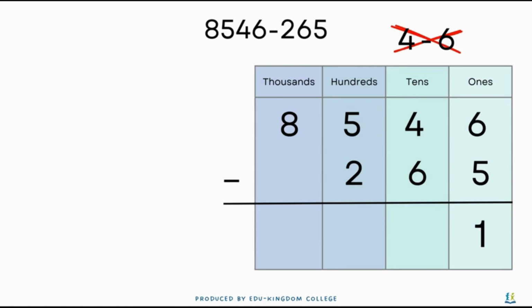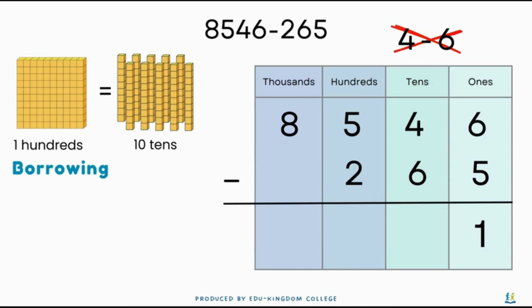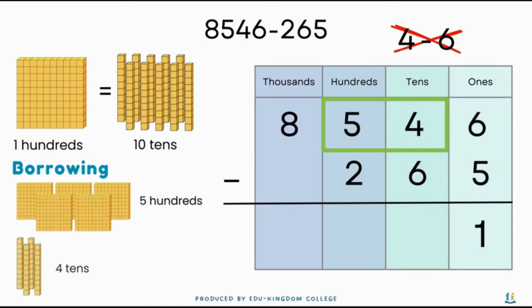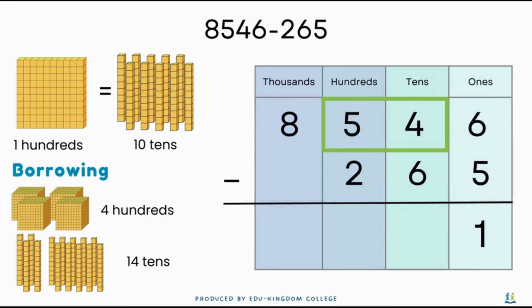So what do we do? In column subtraction, we do something called borrowing. If you think about it, 1 hundred can equal 10 pieces of tens. If we have a look at the hundreds and the tens place on the number on top, we have 5 hundreds and 4 tens. In other words, I can break one of the hundreds in the 500s and make it an extra tens. And now I'm going to have 4 hundreds and 14 tens.